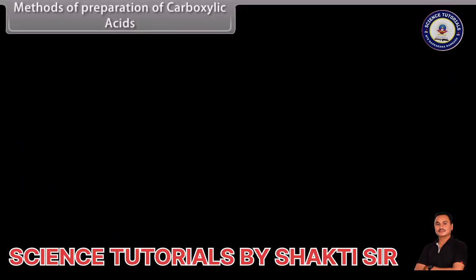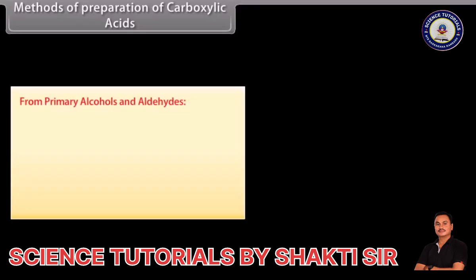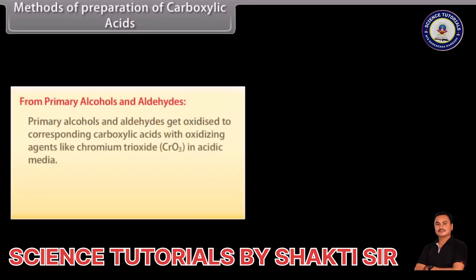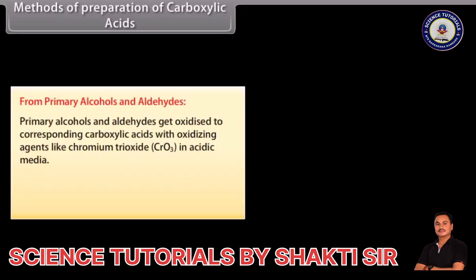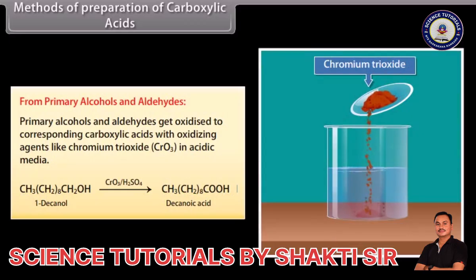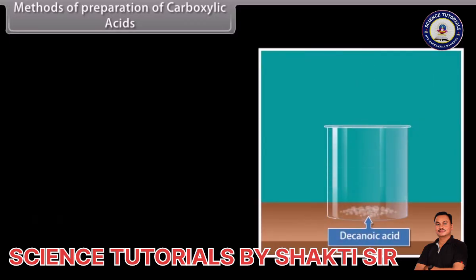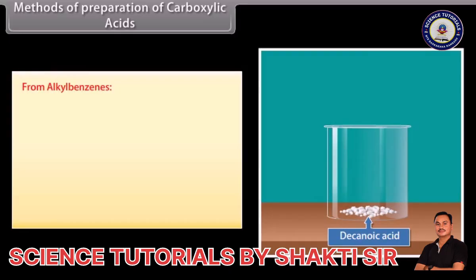Methods of preparation of carboxylic acids. From primary alcohols and aldehydes. Primary alcohols and aldehydes get oxidized to the corresponding carboxylic acids with oxidizing agents like chromium trioxide in acidic media. 1-Decanol reacts with chromium trioxide in acidic medium and forms decanoic acid.